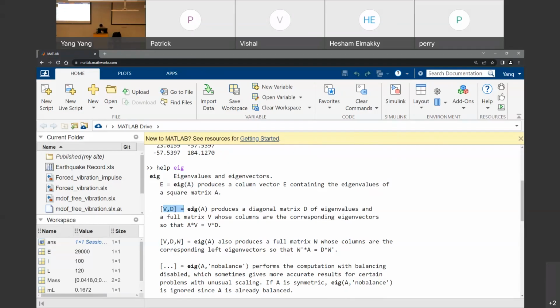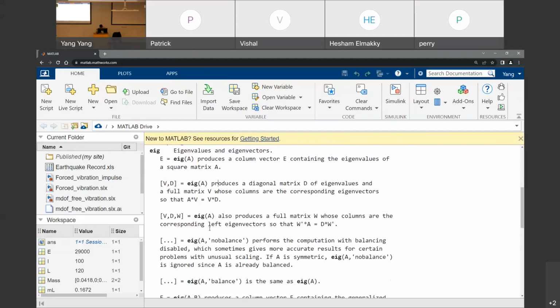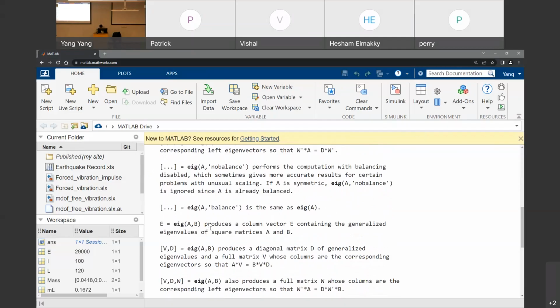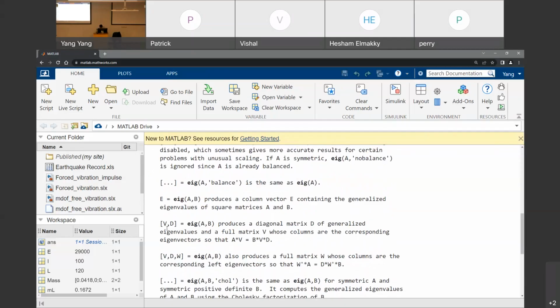For example, here, [V,D] = eig(A) produces a diagonal matrix D of eigenvalues and the full matrix V whose columns are the corresponding eigenvectors, so that A times V equals V times D. But this is not what we want because we have two matrices, one mass and the other stiffness. We just look down, see whether we can have this one. Okay.